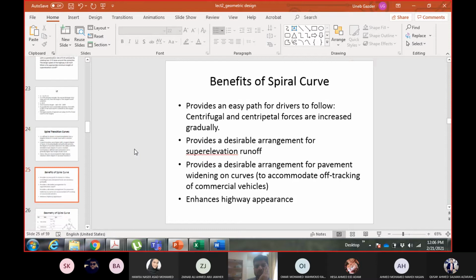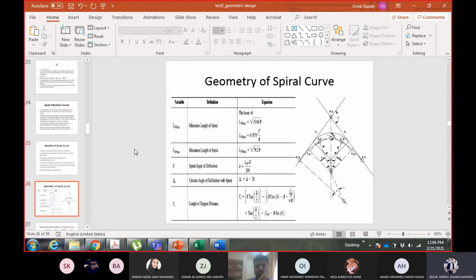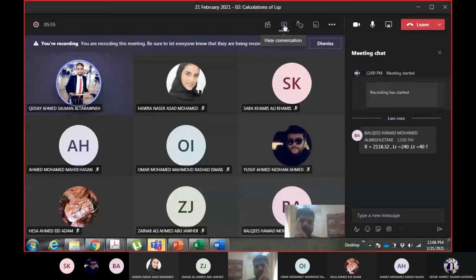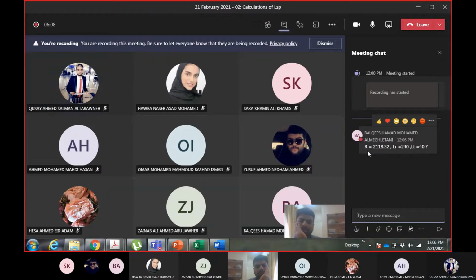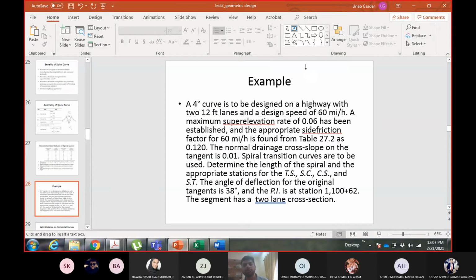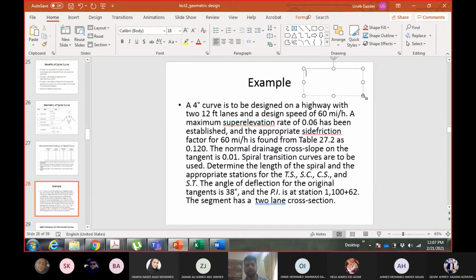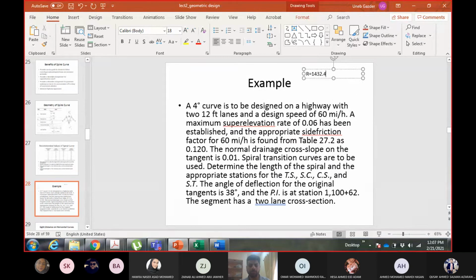I asked you to do it at home. Radius 1432.39. LT 40, LR 240. LT and LR, Bilkis, you're correct, but radius is not correct. Radius is 1432.39, so sorry, 1432.4 feet. Let me put it here so we can use it. Radius is 1432.4 feet, LT 40 feet, LR 240 feet.